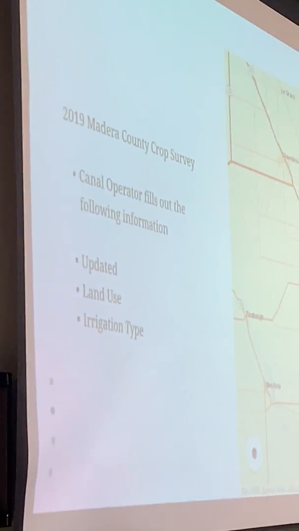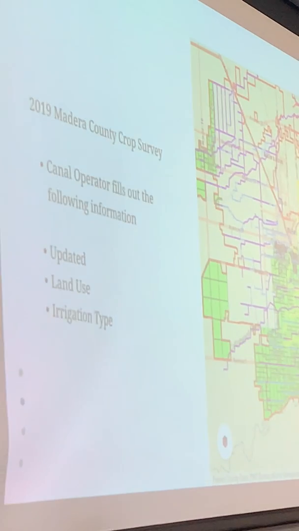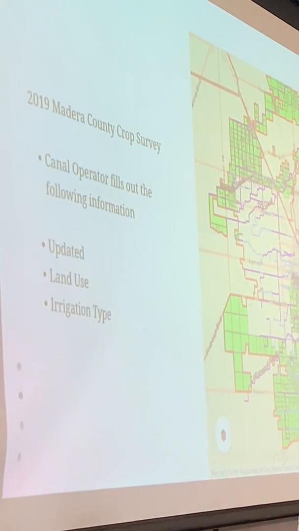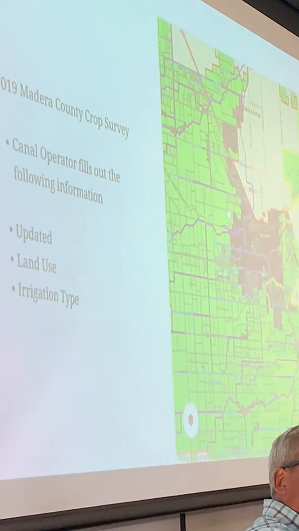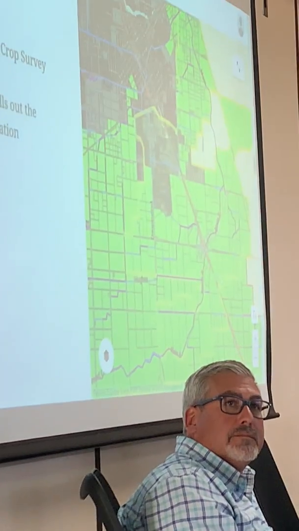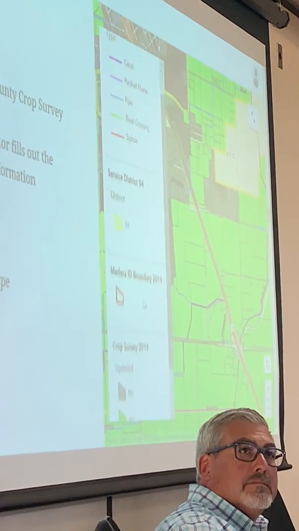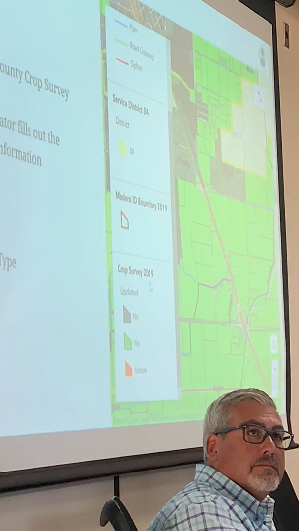So this is the Madera Irrigation District boundary, and these are all the parcels within that boundary. Any parcel that is green was collected for 2019. Any parcel that was gray was not collected for 2019. Here you can see the legend. This is exactly how it appears on an application.